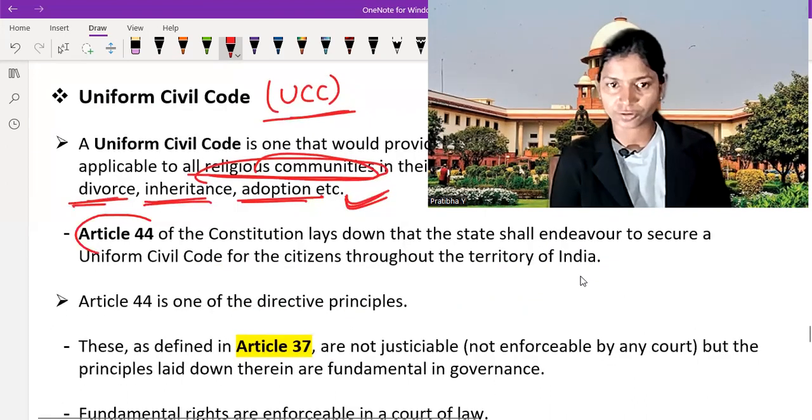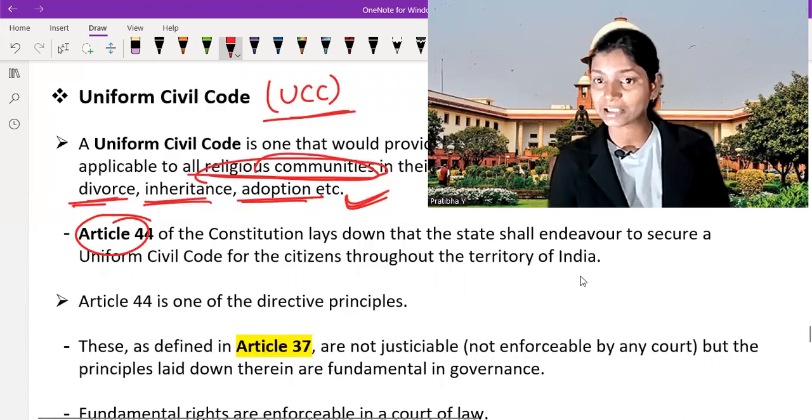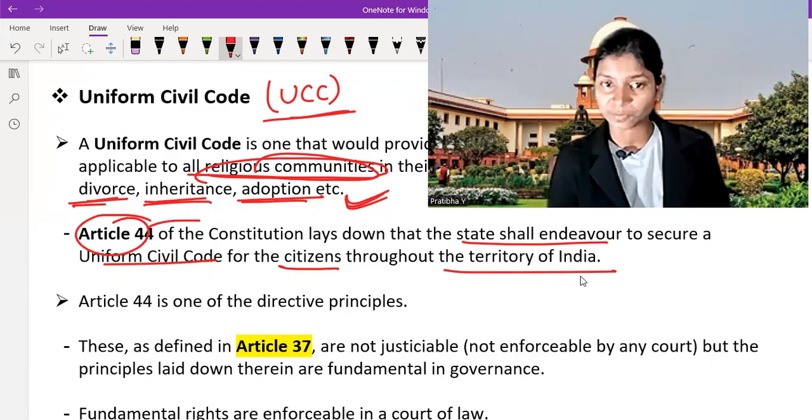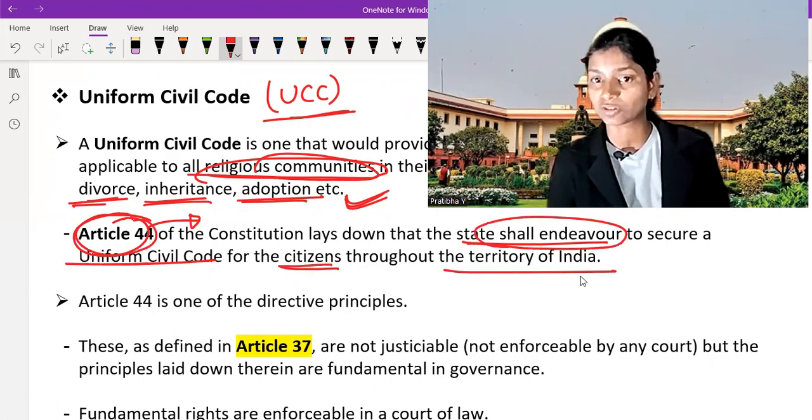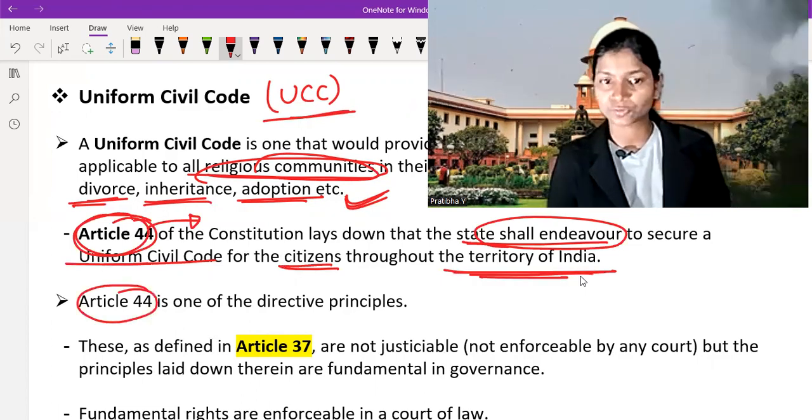Article 44 of the Constitution lays down that the state shall endeavor to secure a UCC for the citizens throughout the territory of India. So it is written in our DPSP, Directive Principles of State Policy, in Article 44 of the Constitution, that the state shall endeavor to secure a UCC for the citizens throughout the territory of India. Article 44 is one of the directive principles.